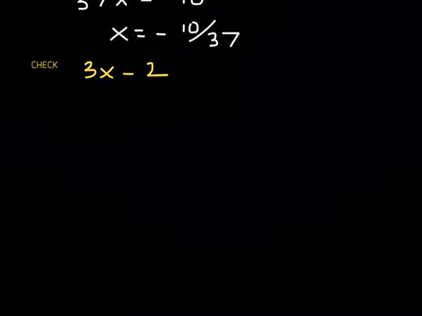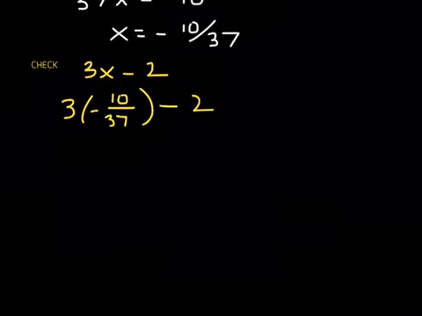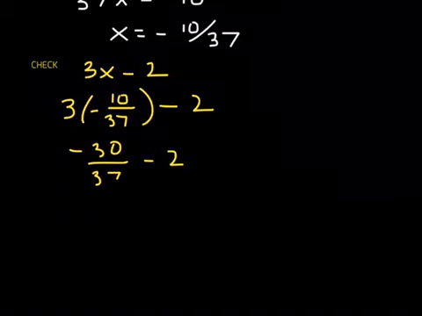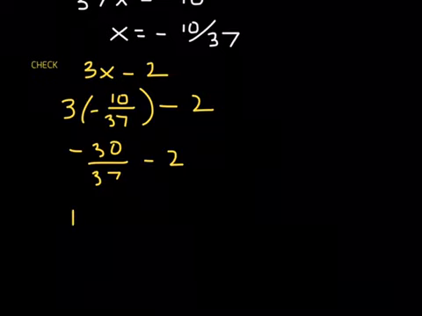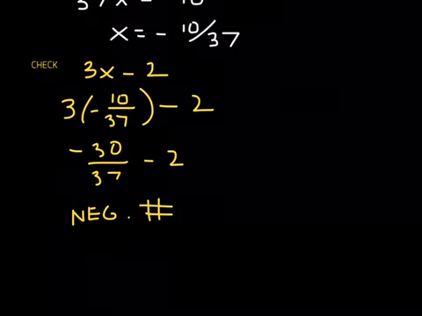I'm going to plug in our proposed solution. Okay. Does this turn out to be negative? Let's see. You get negative 30, because 3 times 10 is 30, over 37 minus 2. Hey guys, when you have a negative number and then you subtract another number, don't you get negative? Aren't you still negative? So this is a negative number. That's a problem, that your argument, 3x minus 2, turns out to be negative when you plug in your proposed solution. So what does that mean? That means this answer, negative 10/37, is extraneous, right?